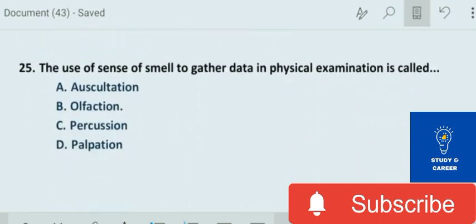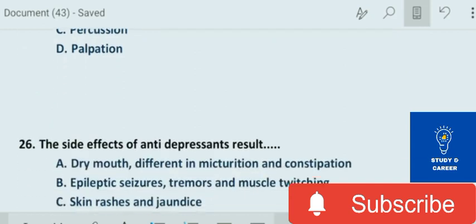25th. The use of the sense of smell to gather data in physical examination is called: A. auscultation, B. olfaction, C. percussion, D. palpation. The use of smell to gather data in physical examination is called olfaction. B is the correct answer.